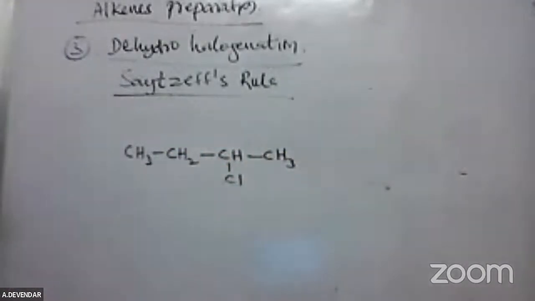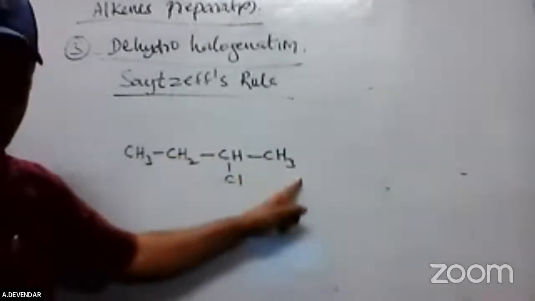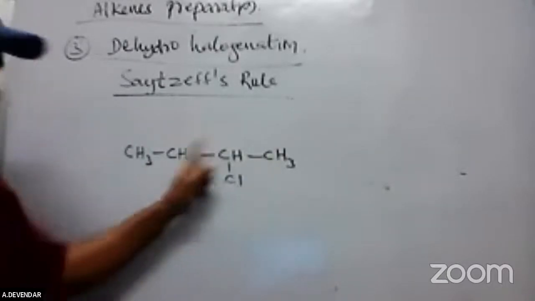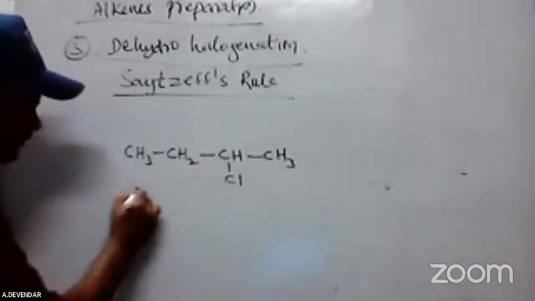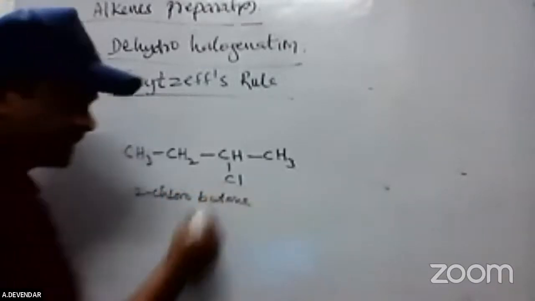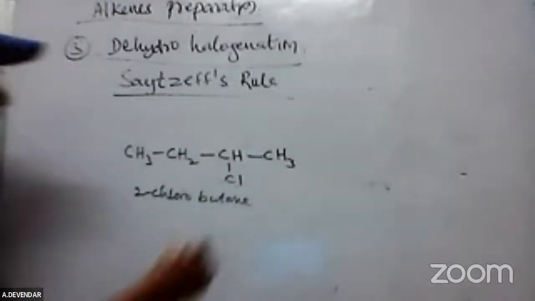Please tell me the name of this compound. Root word 4. 2-chlorobutane. Chlorine is present. 1, 2, 3, 4. Counting from this side, 1, 2, 3 is not correct. Here only is correct. This is 2-chlorobutane.